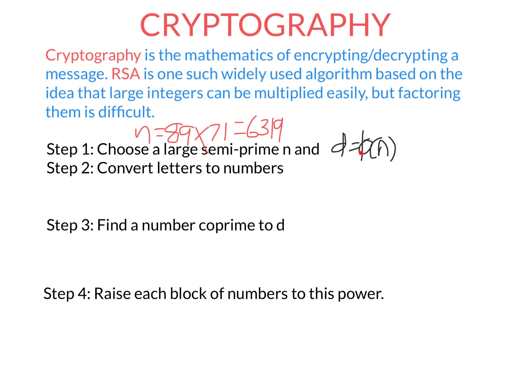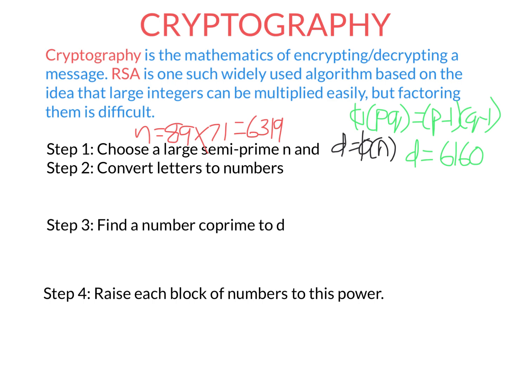So now we need to calculate phi of n. Remember, phi is Euler's totient function. It counts how many integers less than 6319 are co-prime to it. That might take a long time, except for the fact that we know the rule that if you have two primes p and q, phi of pq is just p minus 1 times q minus 1. So phi of n here, phi of 6319, which is our d, will just be 88 times 70, which is 6160.